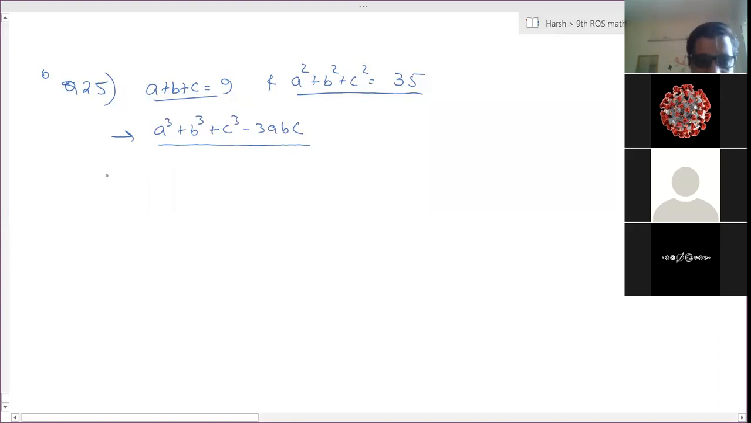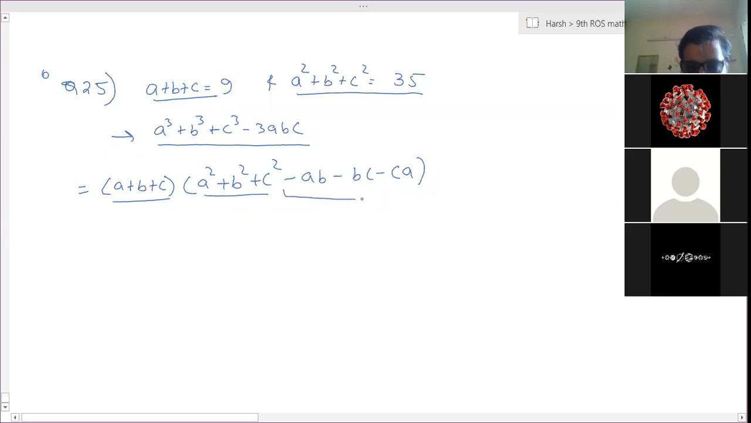So by seeing this, can we write it as A plus B plus C into A square plus B square plus C square minus AB minus BC minus CA? We can write like this. Any doubt? No. So this is given, but this is not given. So we have to find this value. Now you have to remember few things in which the formula with minus AB minus BC minus CA was present.